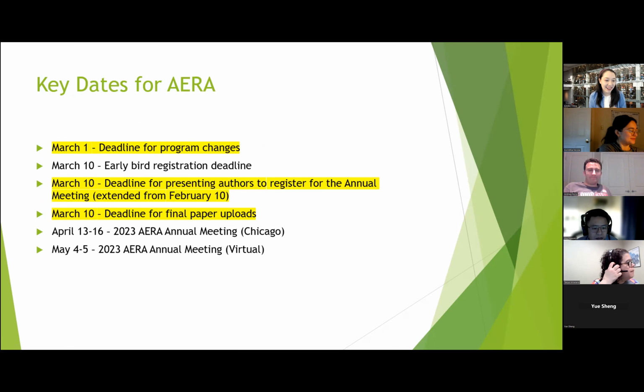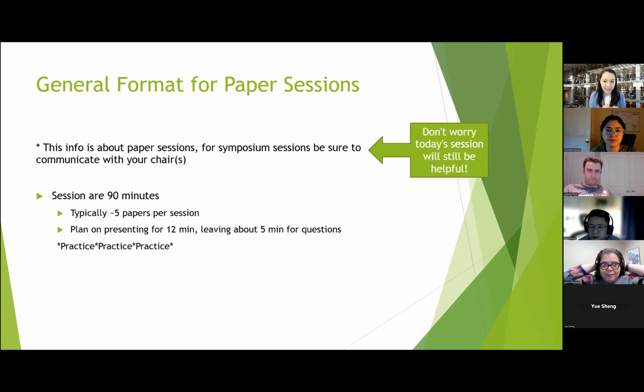And then the other two that I have highlighted here are that March 10th is the deadline for presenting authors to register for the annual meeting. So if you are the first author presenting in your paper, make sure you register. And then also March 10th is the deadline for final paper uploads. You don't have to upload your paper, but you can. So just highlighting that if you want to opt into uploading a final paper. Thanks. You can go to the next slide, Andrew.